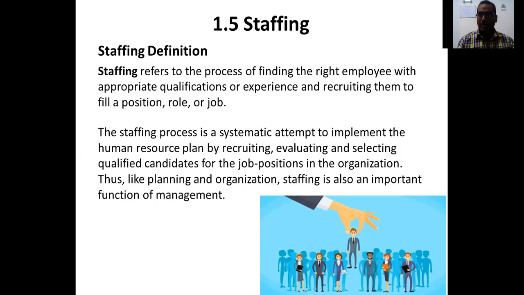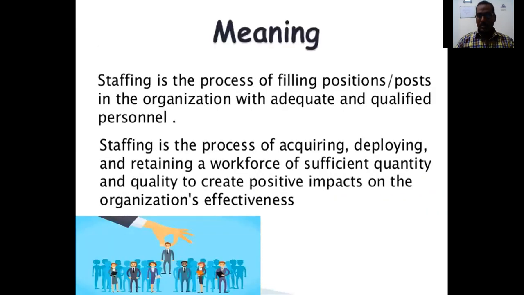So, management functions, as you have learned by now, are planning, organizing, leading, and controlling. Like that, staffing is also one of the most important functions of the manager. So we see the meaning of staffing. Staffing is the process of filling a position.